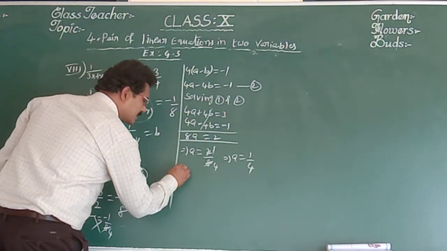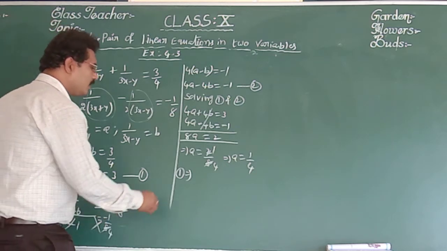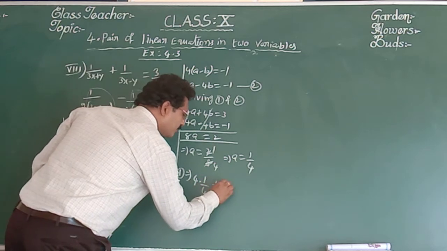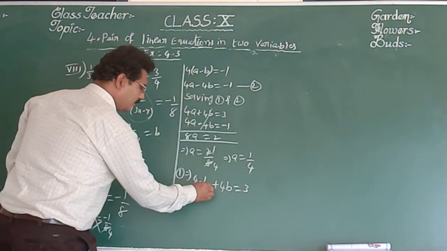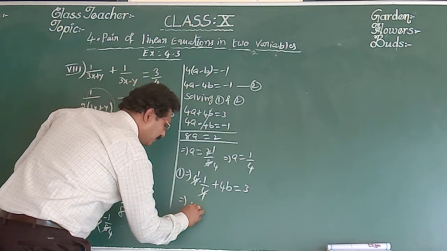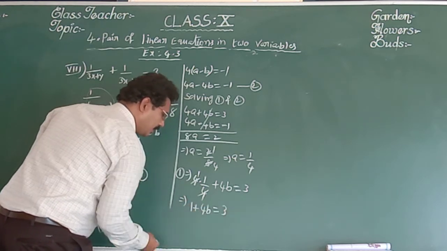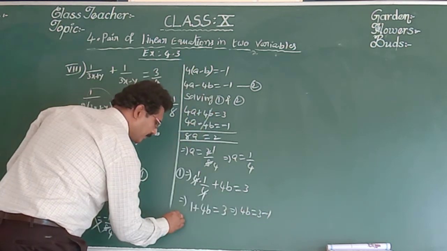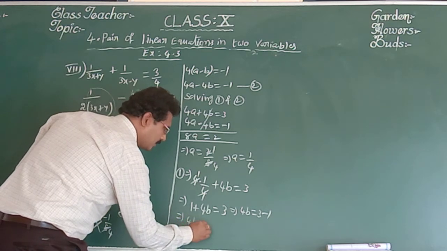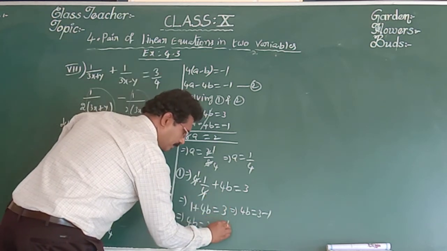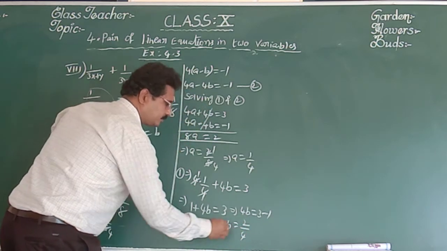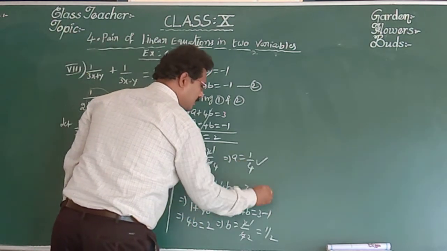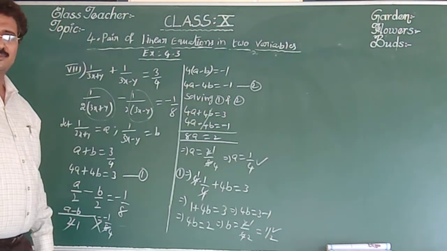Now equation 1: 4a plus 4b is equal to 3. A is again 1 by 4, so 4 gets cancelled. That implies 1 plus 4b is equal to 3, so 4b is equal to 3 minus 1, which is 2. B is equal to 2 by 4, which is equal to 1 by 2. Therefore a value is 1 by 4 and b value is 1 by 2.